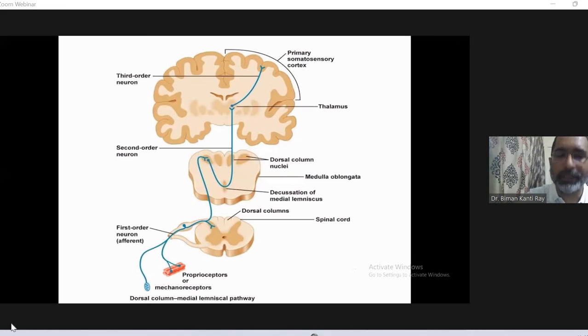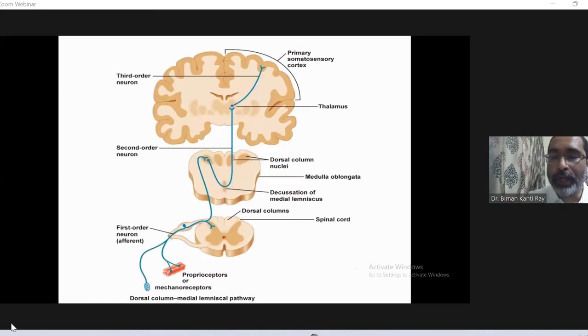If you look at this picture, this is the receptor, the proprioceptive receptor, then there is the afferent nerve fiber, then it goes through the dorsal root ganglion, then ultimately ascends upwards ipsilaterally, then it reaches the brainstem. Up to this is the first order neuron. Then at this level, there is decussation to the contralateral side. There is formation of the medial lemniscus, and ultimately it reaches the thalamus. And from the thalamus, the thalamocortical projection goes to the primary somatosensory cortex.